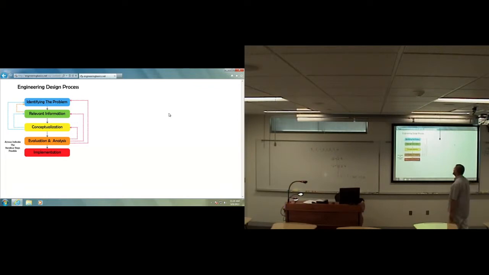Then we're going to look for relevant information. This is kind of a research process. We're going to look for possible solutions, people that have done this before. We're going to look up information about the problem.